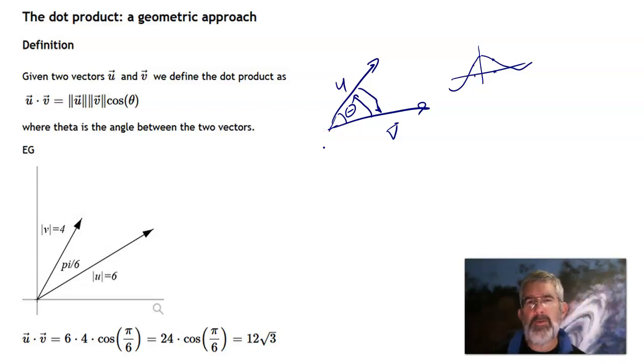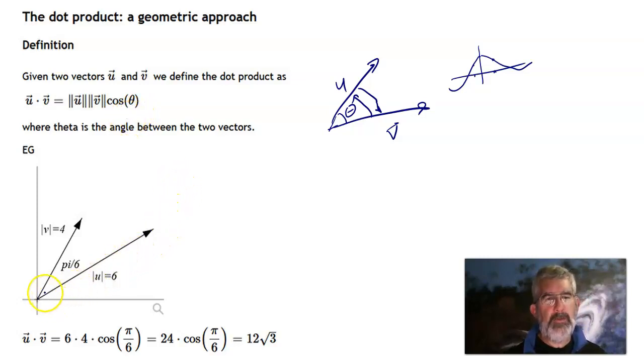You can still put a protractor between the two vectors and measure the angle in between them, whether you're in R2, R3, or R17. It doesn't really matter. Length of one, length of the other, times the cosine of the angle in between them. That's what we call the dot product.